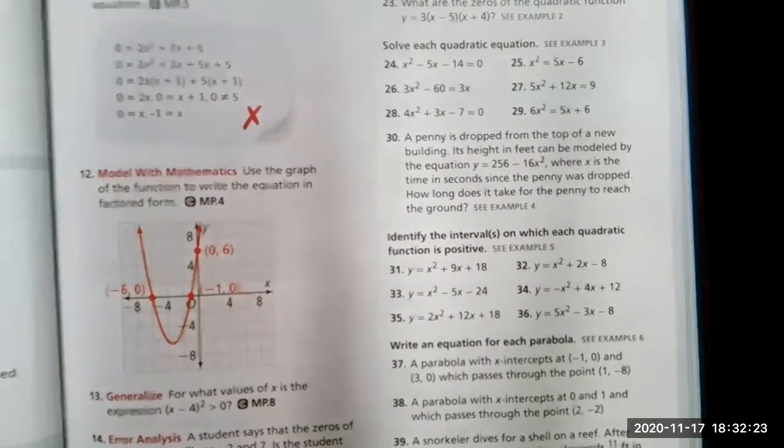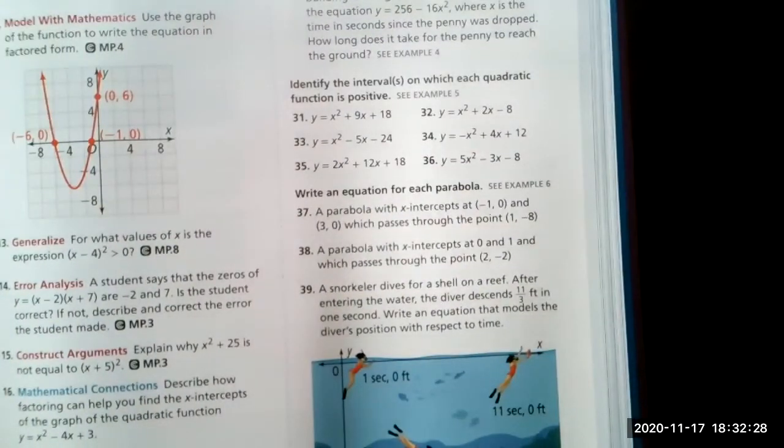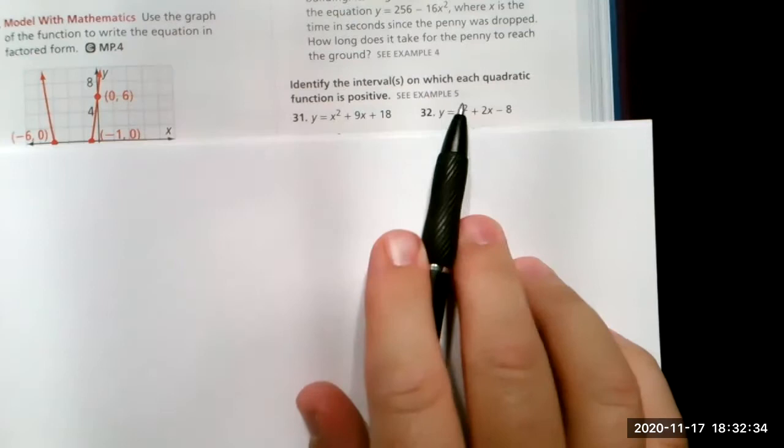All right, looks like we're about halfway there. This is a long lesson. 31, identify the intervals in which the quadratic function is positive. So what they want you to do here, again, you can go back and look at example 5. They want you to factor it and then think about it. So I will show you the method that they used in the book, and I'll also use the method that I would use, just using common sense.